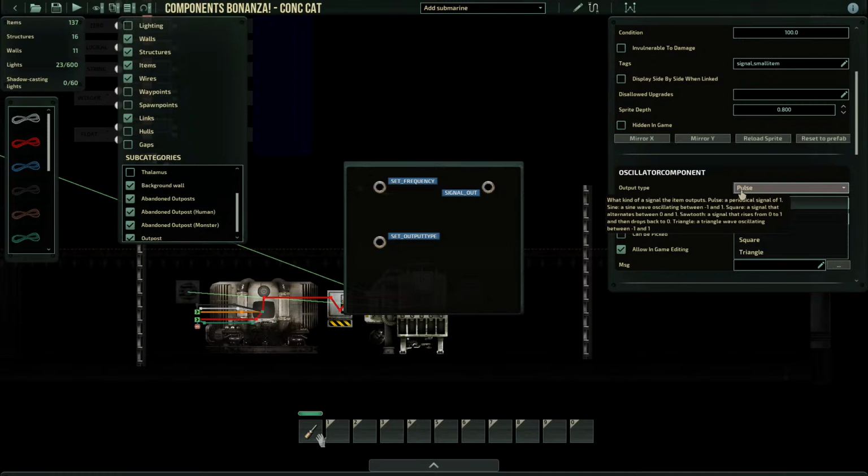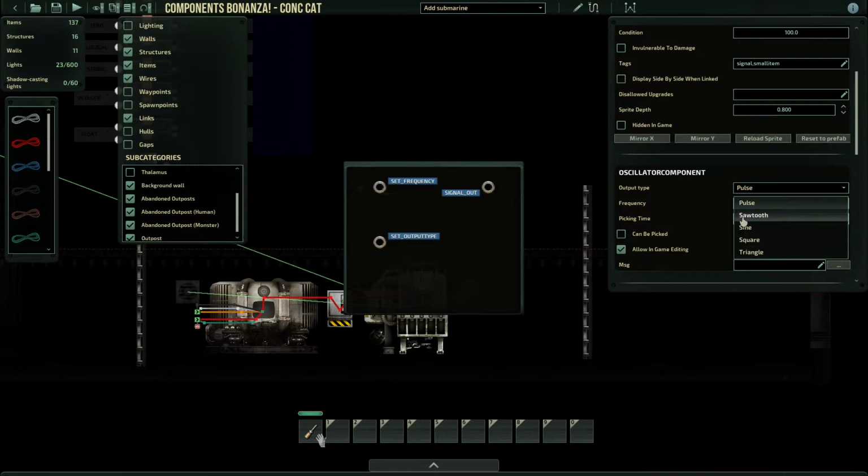The first output type is pulse, right? If you send a set output type here that's 1, even though it's the first one, you're gonna get sawtooth wave because this range indexes from 0, I believe. Sawtooth would be 1, sine, square, triangle.